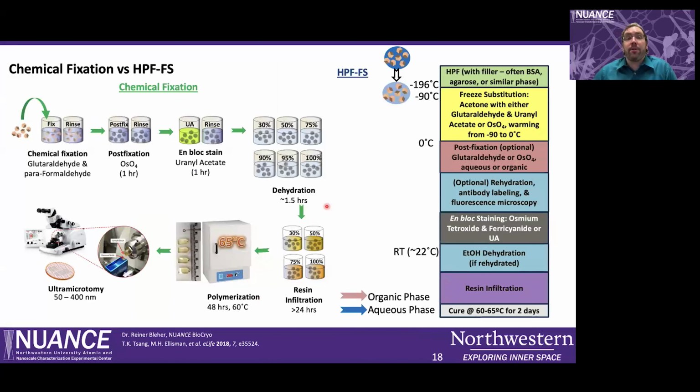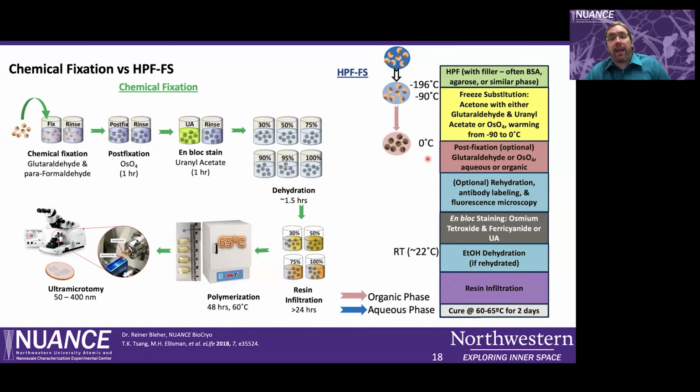To really highlight how this works, we can directly compare the two. With high pressure freezing, once you've frozen your sample, you can store it in liquid nitrogen for days or weeks until you're ready to begin freeze substitution. At that point, you will etch out all of your aqueous phase and replace it with your organic phase and start your staining process. From there, it really depends on what specifically you want to do.